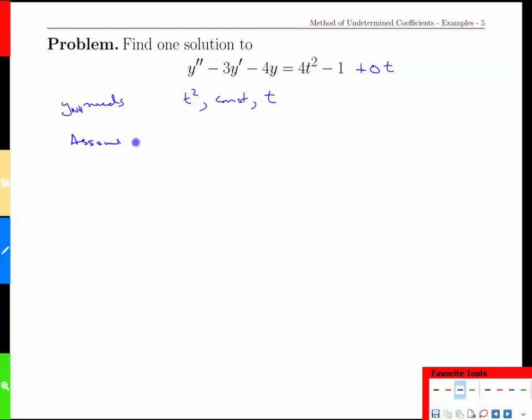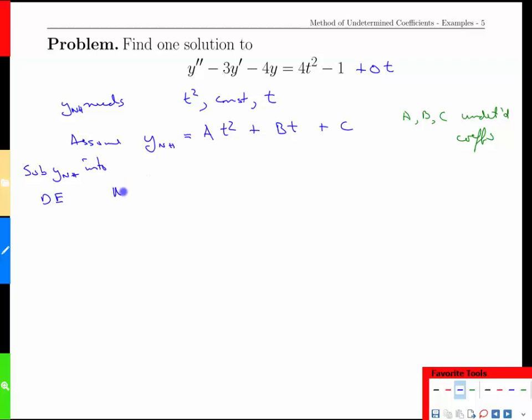So what do? We're going to assume that y, the non-homogeneous solution part, is going to be some combination of, let's do them in order, a t squared, b t, and the constant, just c, where these a, b, and c are undetermined coefficients. And we know that we can figure out what values they should have by subbing into the differential equation. To accomplish that, of course, we need its derivative and its second derivative.